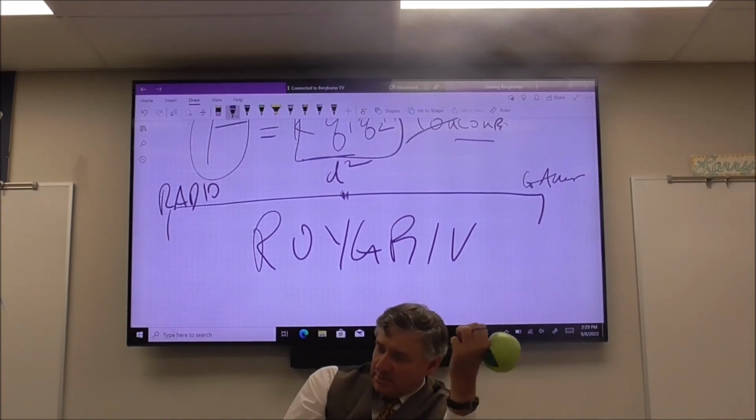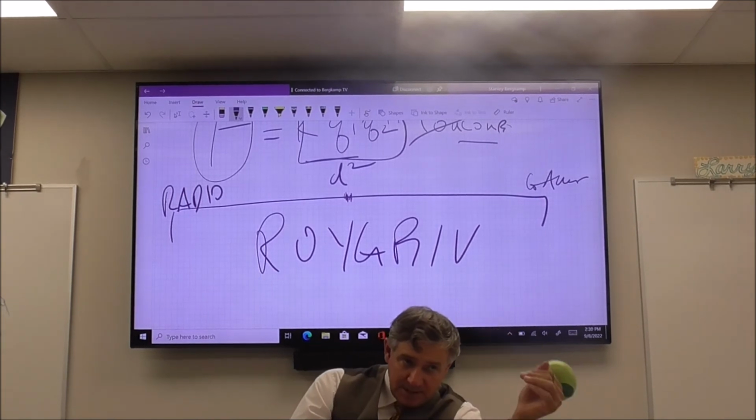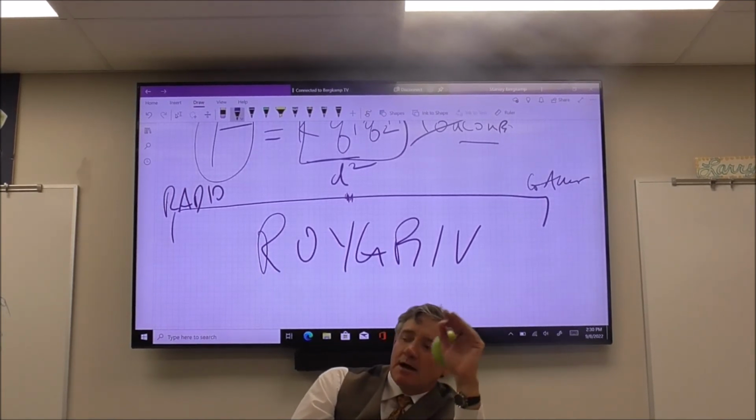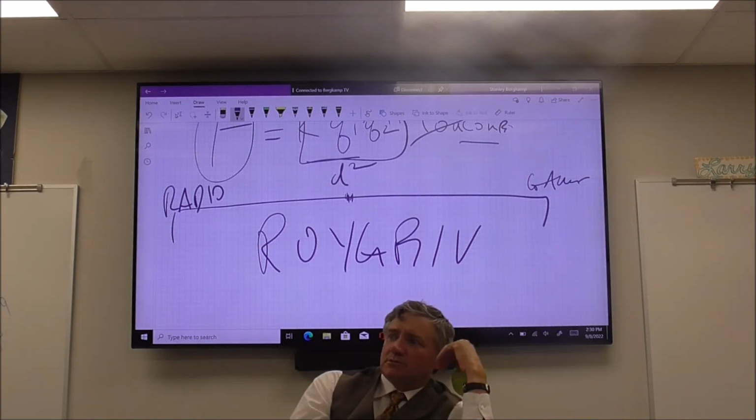All atoms of the same element are identical. So like all nitrogen atoms are the same, all carbon atoms are the same, okay? And that was the basic idea. And that was done in the 1800s. And at that point, everybody was cool with that.